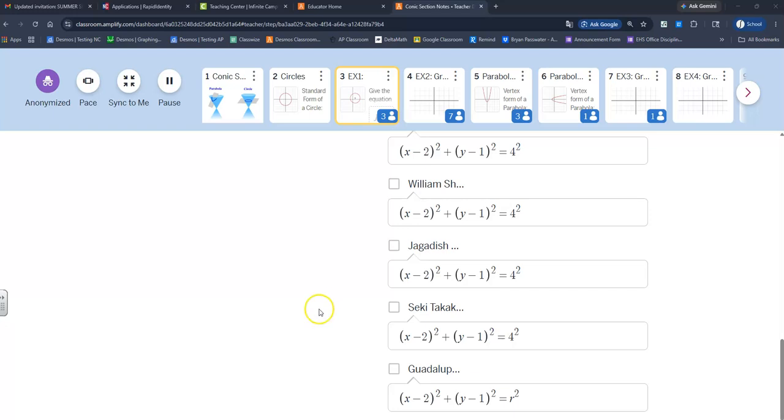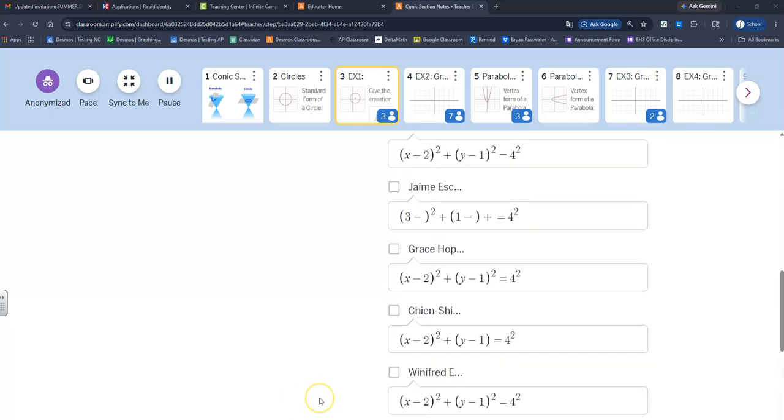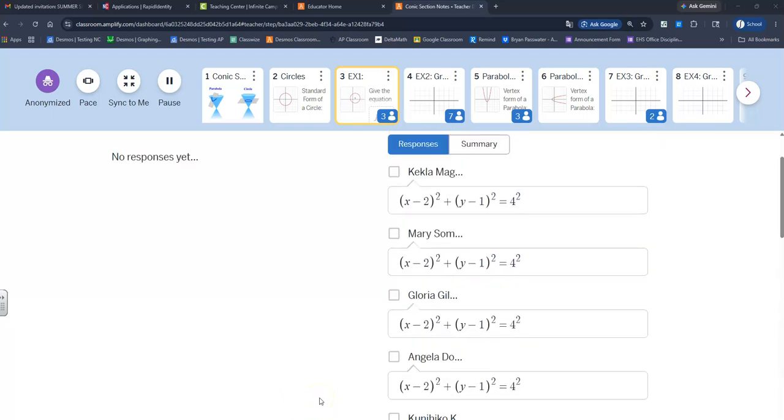That's wonderful. Guadalupe here at the bottom just needs to replace that r with a number. So the radius needs to be plugged in there. So you can put the 4 squared or you can just put the 16. Really either is fine to get that equation. So use that to help you on the next slide if you haven't already gotten that one.